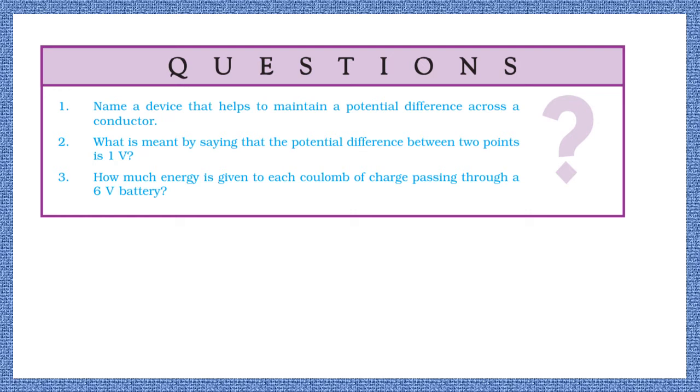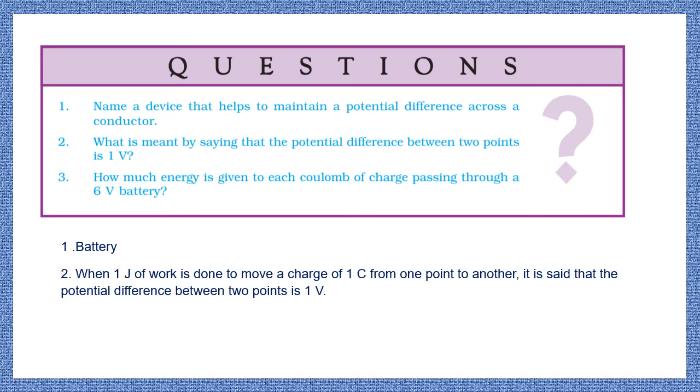Name a device that helps to maintain a potential difference across a conductor. Simple, it is battery. What is meant by saying that the potential difference between 2 points is 1 V? Right now I have discussed. When 1 joule of work is done to move a charge of 1 coulomb from one point to another, it is said that the potential difference between 2 points is 1 volt.